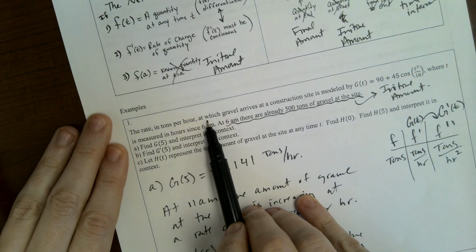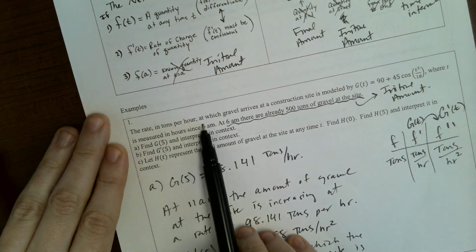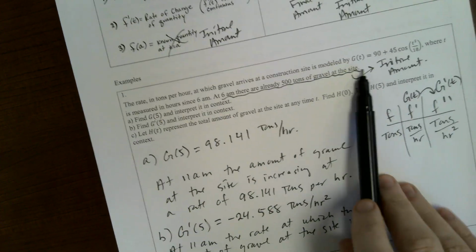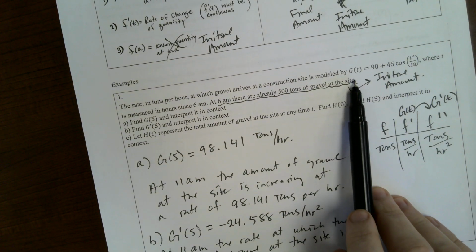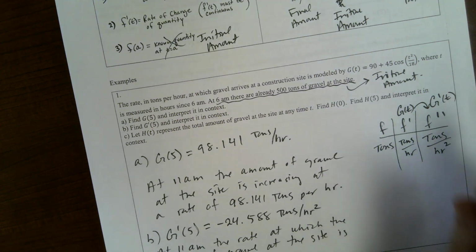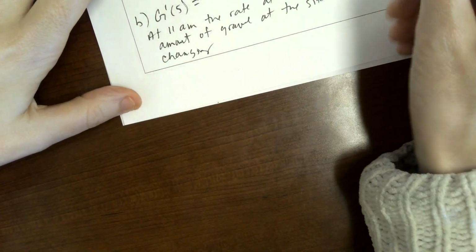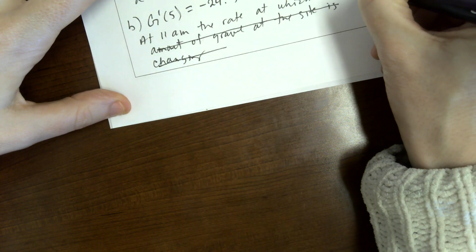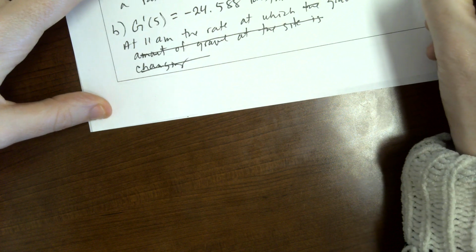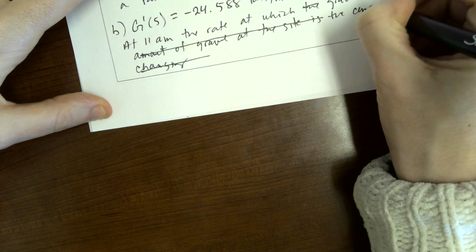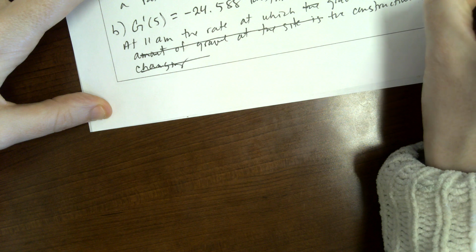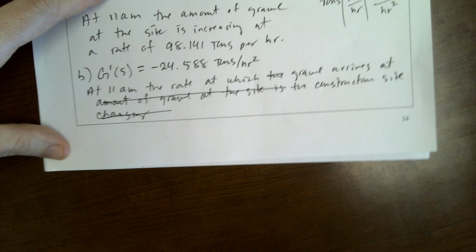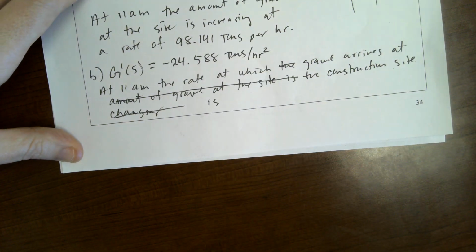Right here. The rate, sorry, no, that's not it at all. Wait, the rate in tons per hour at which gravel arrives at a construction site. Wait, that's just the rate at which it arrives. At 11 a.m., the rate at which gravel arrives at the construction site is itself changing.